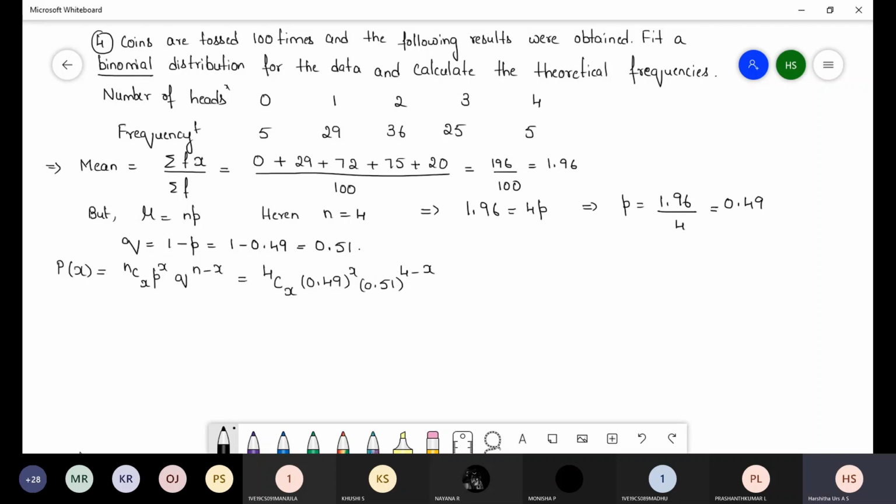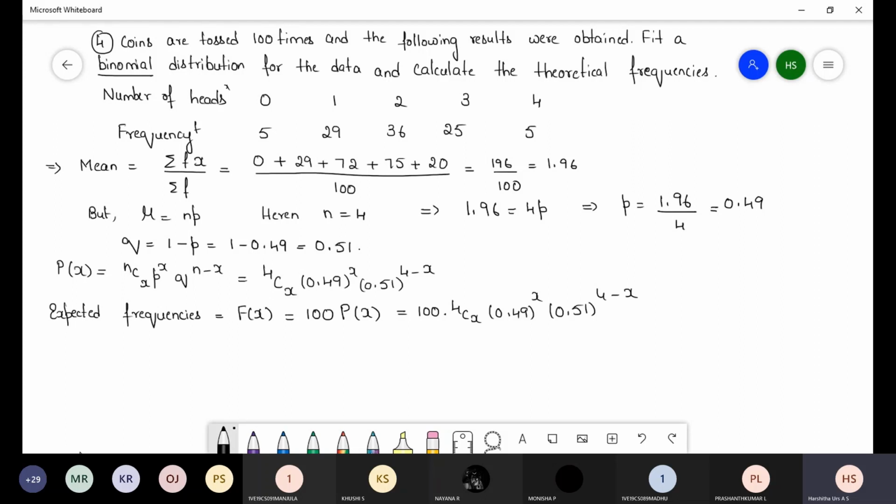But in the question they have given 4 coins were tossed 100 times. So that we can find the expected frequency. Theoretical frequency and expected frequency, both are the same. So we can write expected frequencies F of x is equal to 100 times the binomial distribution probability function p of x. So 100 into 4Cx, 0.49 whole power x, 0.51 whole power 4 minus x.